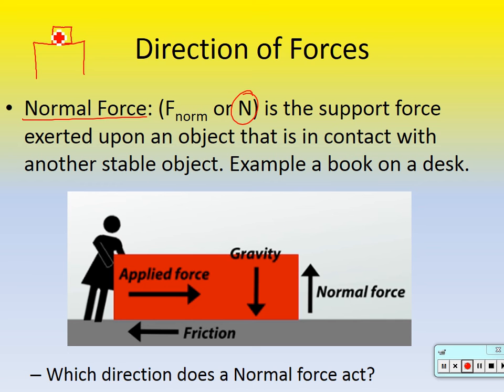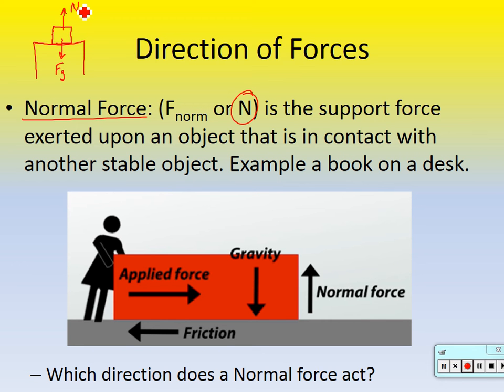Well, let's draw the forces that are exerted. Isn't force of gravity pulling that book down, guys? Its weight is pulling it down. But is that book moving down? No. So there must be some force that's counteracting it or balancing that force. That force, in this case, is called the normal force. So again, it's the support force exerted upon an object that is in contact with another stable object.